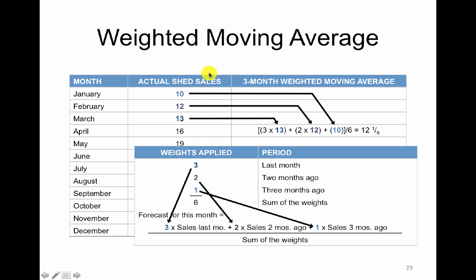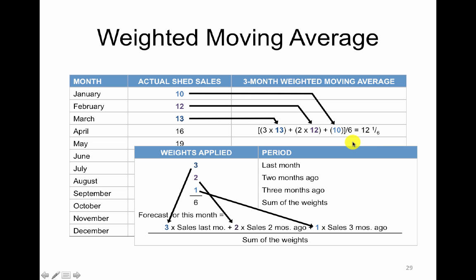So what do you have here in April? I have, again, we take these actuals. I've given a weight of 3 for the most current month, so 13 times 3, and then a weight of 2 for 2 months ago, which is February, and that's times 12, plus a weight of 1 here, and that's 1 times 10, which is 10. Then you divide that by the sum of all the weights, which was 3 plus 2 plus 1, gives you 6, and that gives you this moving average.